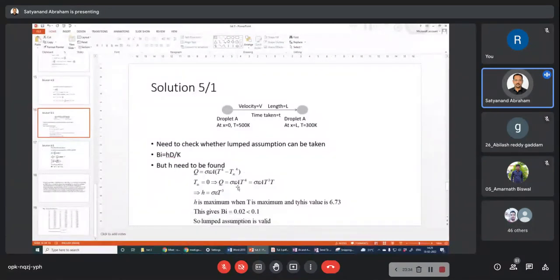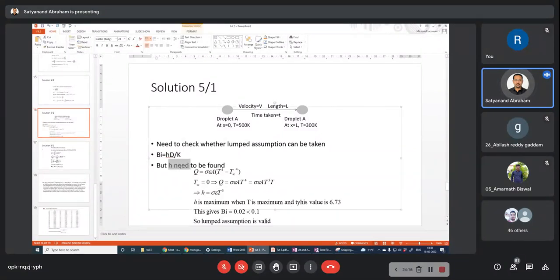So for the lumped capacitance, we are taking h equal to the emissivity epsilon times sigma times T raised to 3. The first is the Stefan-Boltzmann constant, that value we know. The emissivity we know. Temperature raised to 3. So h is maximum when T is maximum. So we need to find h first.